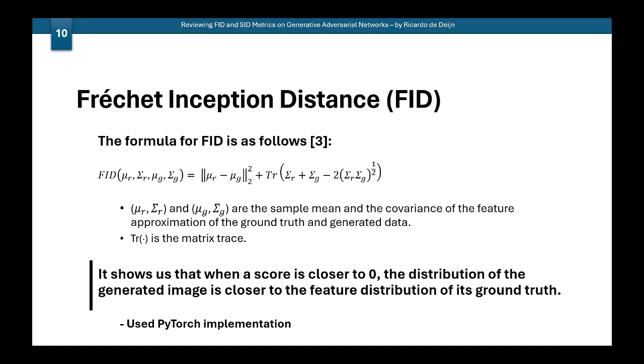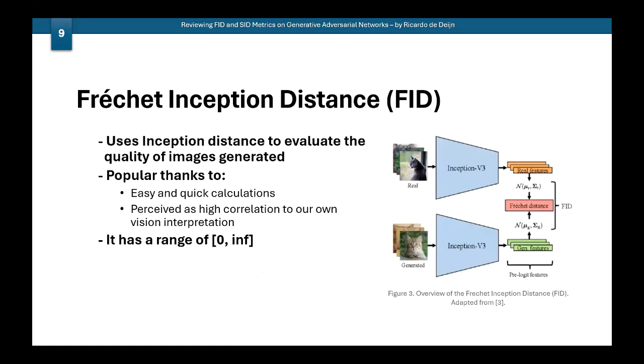And so because of that, we want to have it as low as 0. The range of the FID is 0 to infinity, so the FID can become as high as possible, but you want to have it as low as possible, just so the pictures get better, basically.